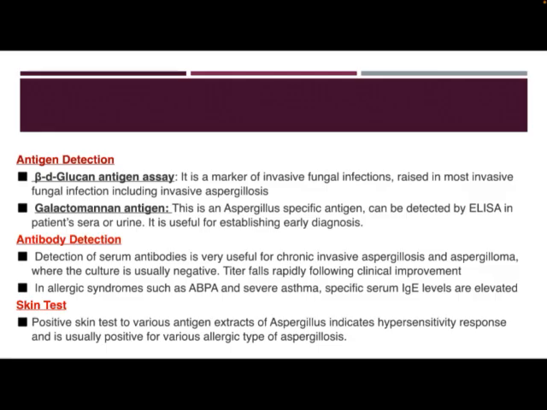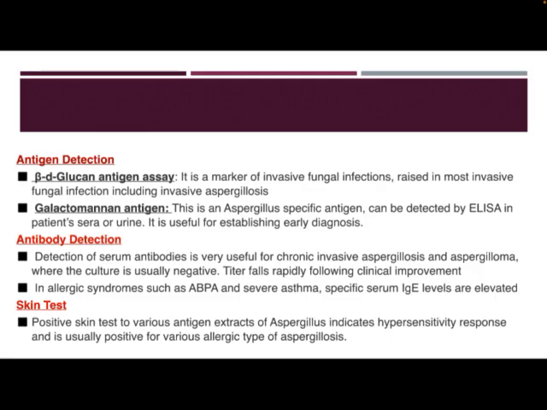In the case of serological diagnosis, we can do antigen detection, antibody detection, and also a skin test. For antigen detection, we use the beta-D-glucan antigen assay or galactomannan antigen. These are the two common antigen assays used for detecting fungal infection. In antibody detection, the serum of the patient is taken and observed for antibodies, which are used to detect chronic invasive aspergillosis or aspergilloma.